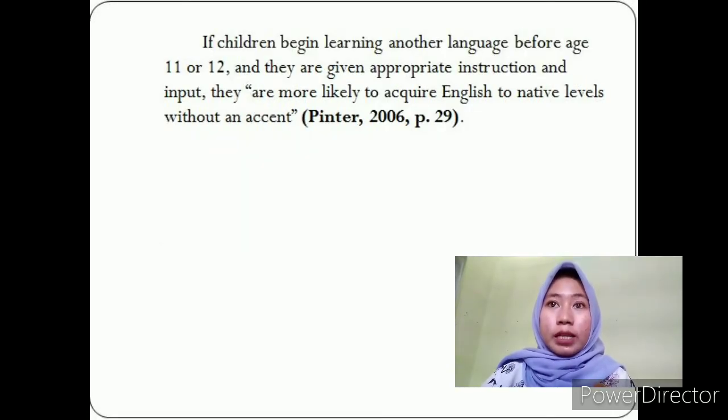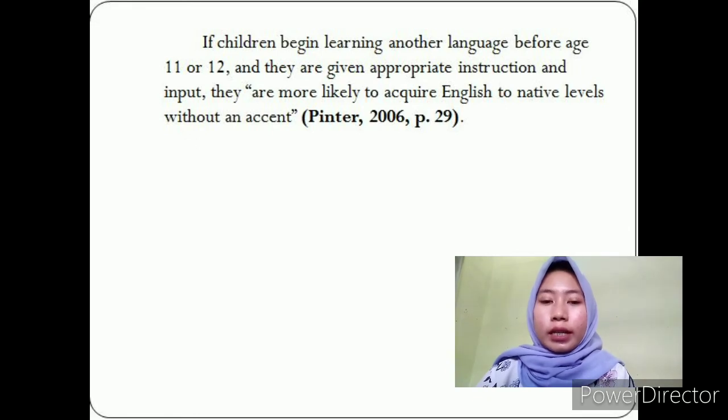If children begin learning another language before age 11 or 12 and they are given appropriate instruction and input, they are more likely to acquire English to native levels without an accent, said Printer 2006.